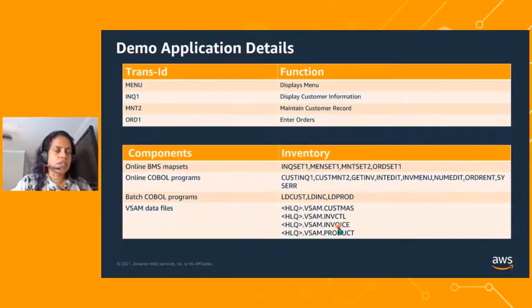And the application itself, we call it a Murac application. It consists of 4 CICS screens, transactions. There's a menu, inquiry, maintenance, and order entry. And then as far as the components of this application go, we have BMS maps. We have the COBOL programs associated with these transactions. We have batch programs that are currently used in mainframe to load the VSAM files. And then we have the VSAM data sets themselves, which are part of this application. So this consists of the inventory that's going to be part of this demo.